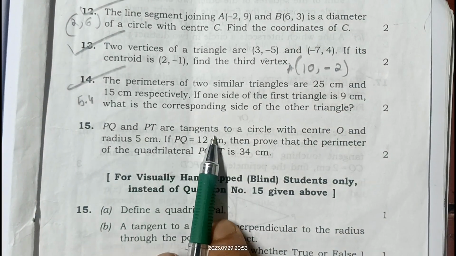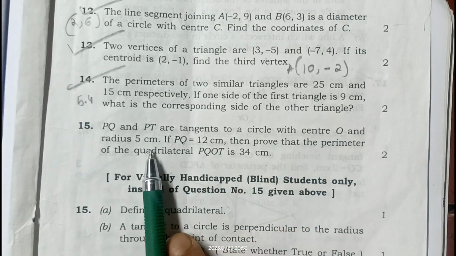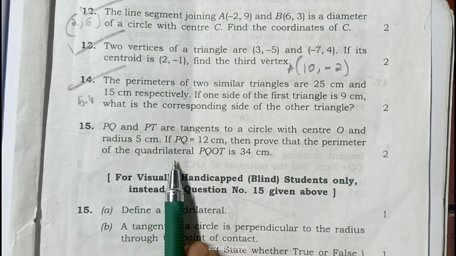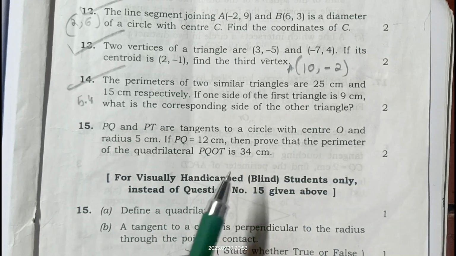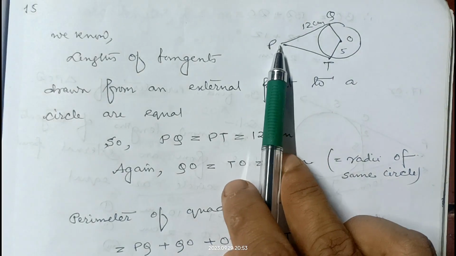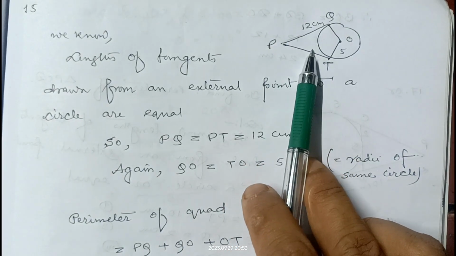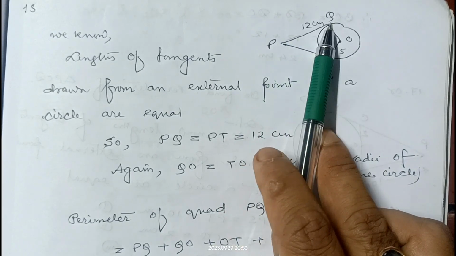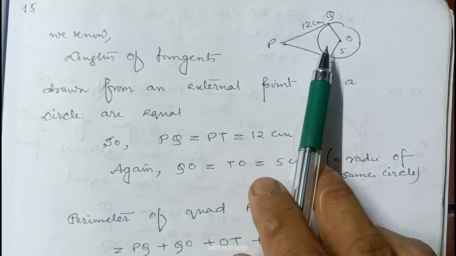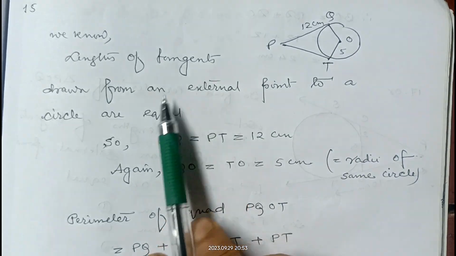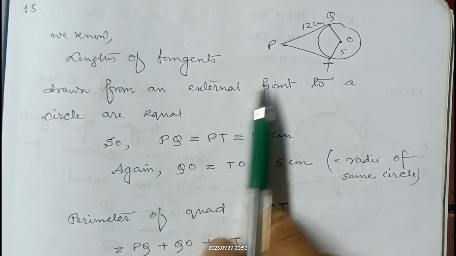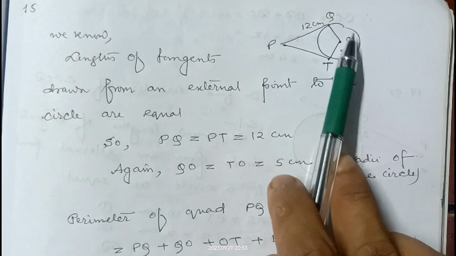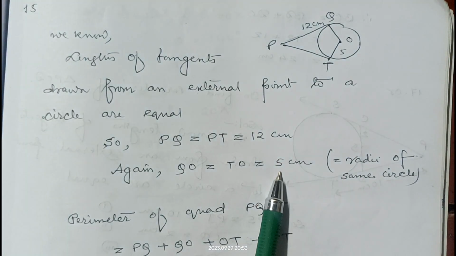PQ and PT are tangents to a circle with center O and radius 5 centimeter. If PQ is 12 centimeter, then prove that the perimeter of the quadrilateral PQOT is 34 centimeter. In this question, it is given PQOT is a quadrilateral in which PQ and PT are tangents. It is given that PQ is 12, radius is 5, and we have to find the perimeter. We know the lengths of tangents drawn from an external point to a circle are equal. So in this circle, PQ and PT both will be equal to 12. OQ and OT both are radii of the same circle, so it will be 5.